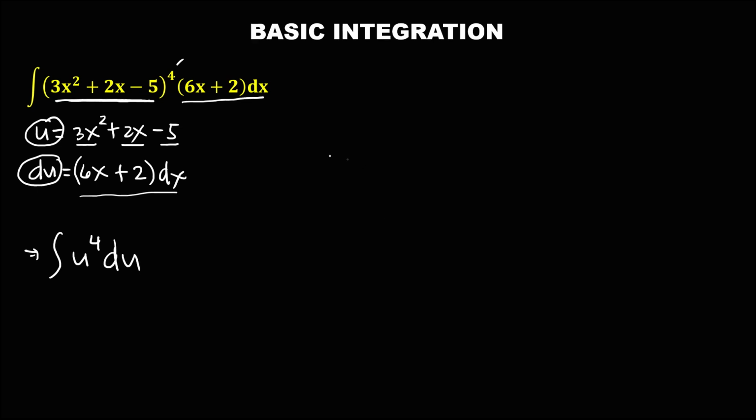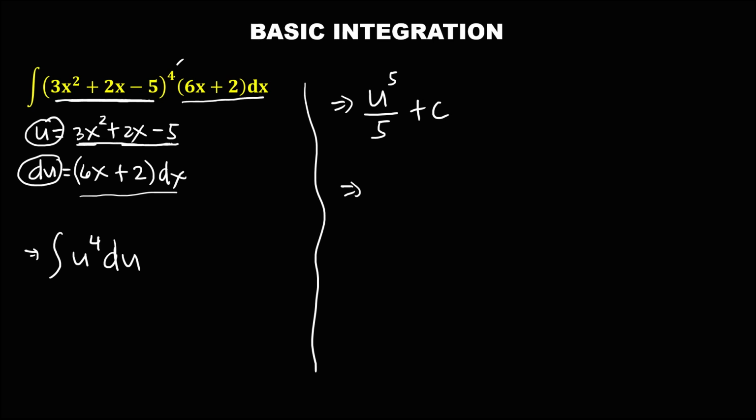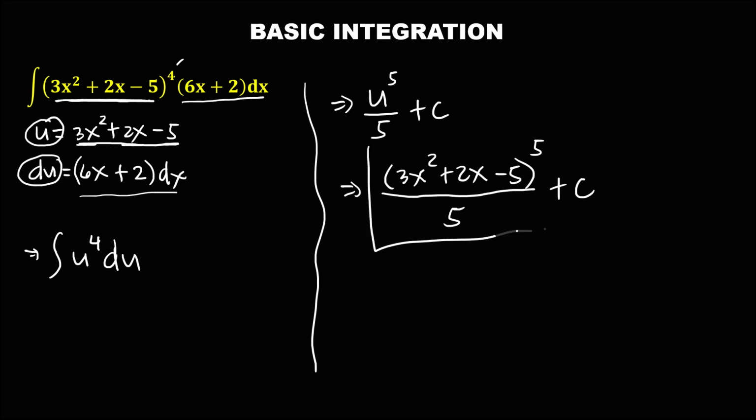Then using now the formula, plus 1 for the exponent, so that becomes u to the power 5 over 5, then plus c. Then replace now u with the original value. So u is equal to 3x to the power 2 plus 2x minus 5 quantity to the power 5 all over 5 plus c.